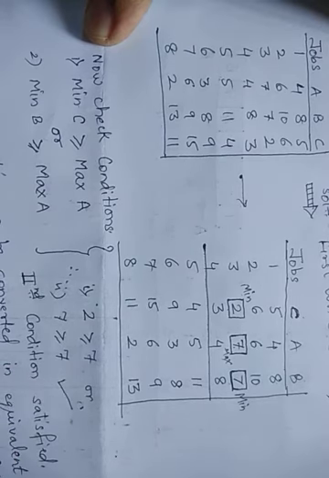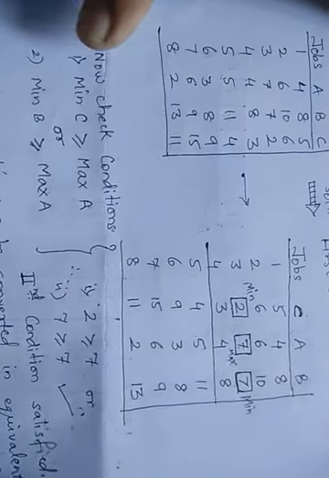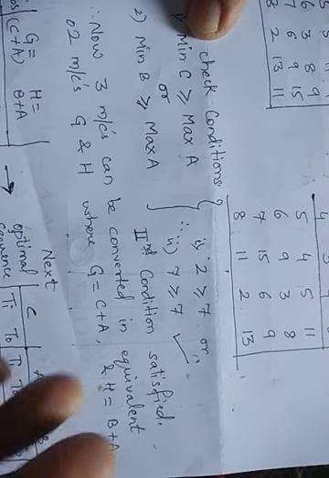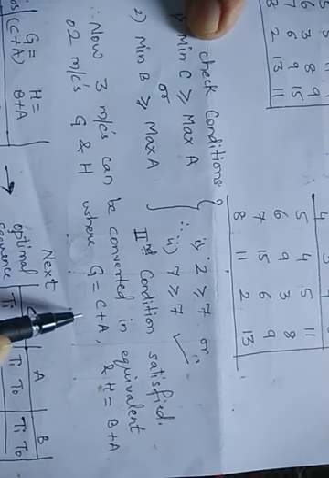Second condition is satisfied. If out of 2 conditions, one condition is satisfied, then we can convert 3 machines into equivalent 2 machines. What are the names of the 2 machines? Machine G and machine H. How to convert that? Machine G is equal to C plus A, machine H is equal to B plus A.